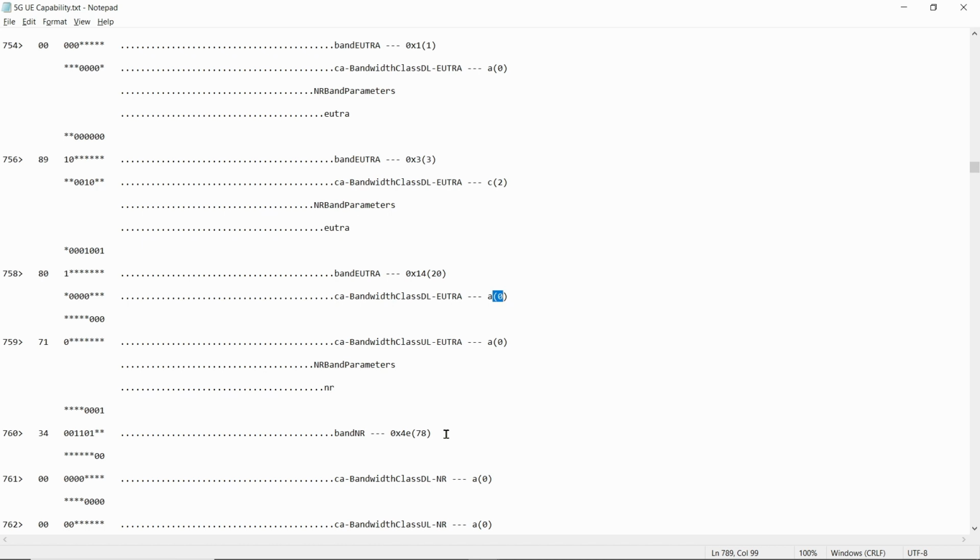This would be exactly the same for the 4G. However, the 4G would be showing the 4G part only. Here it's showing 4G plus N78. So I hope it's more clear for you now. Thank you. Let's go for the next slide.